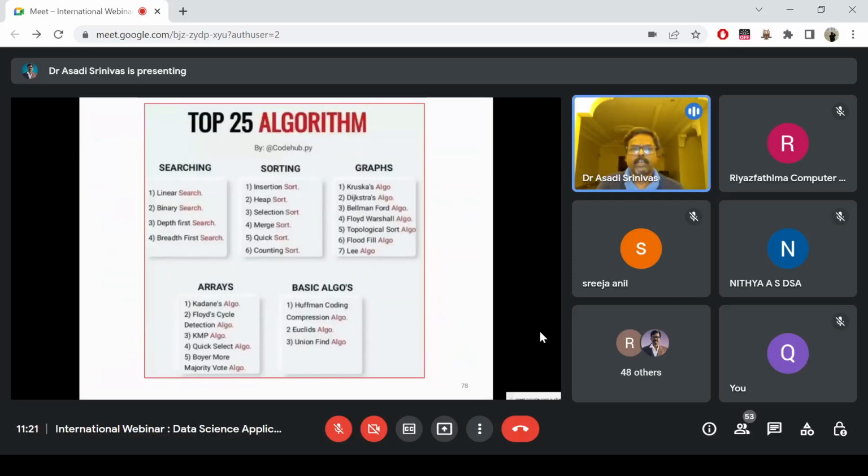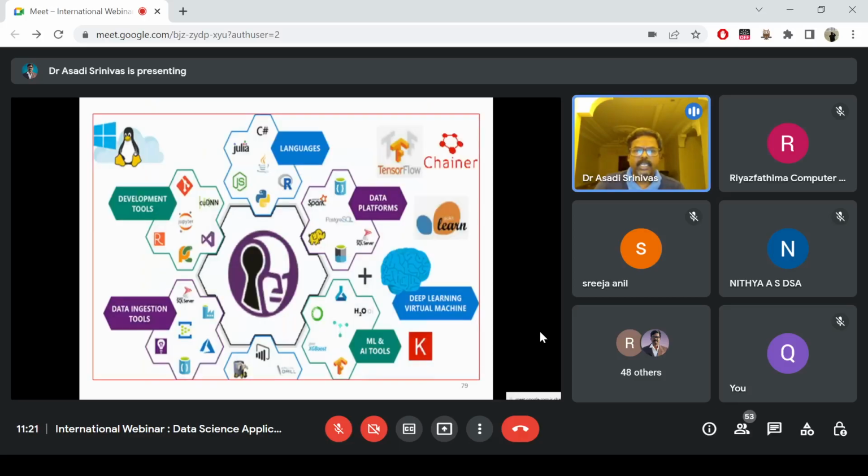So these are the top 10, 25 algorithms in computer science engineering, especially searching algorithms, sorting algorithms, graphs, array algorithms, and basic algorithms, etc. And you need to have knowledge of any one language, data platform, deep learning with virtual machines, machine learning and AI tools, data ingestion tools, and development tools.